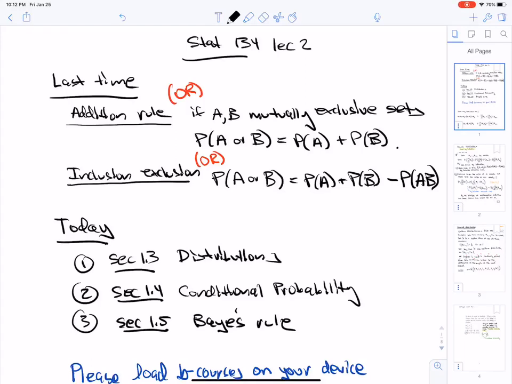Last time we covered the addition rule and the inclusion-exclusion rule, which are both OR rules. The addition rule says that for mutually exclusive sets, the probability of A or B is just the sum of the unconditional probabilities. The inclusion-exclusion rule allows for the possibility that A and B have an intersection, in which case we need to subtract off the probability of having that intersection, because that intersection is double counted. It's included both in the probability of A and in the probability of B.